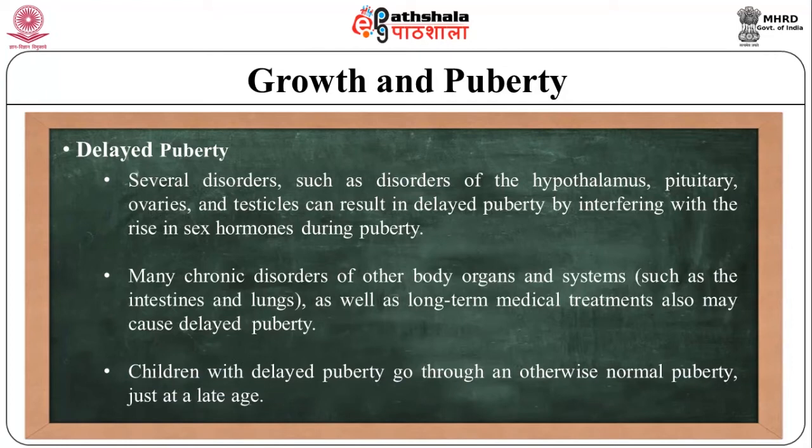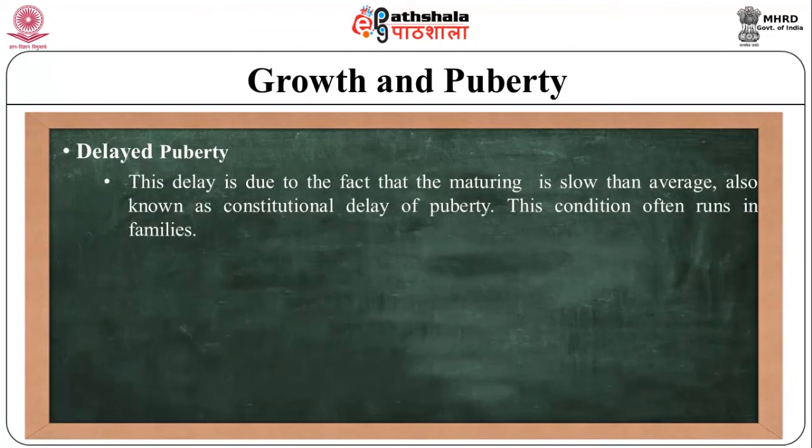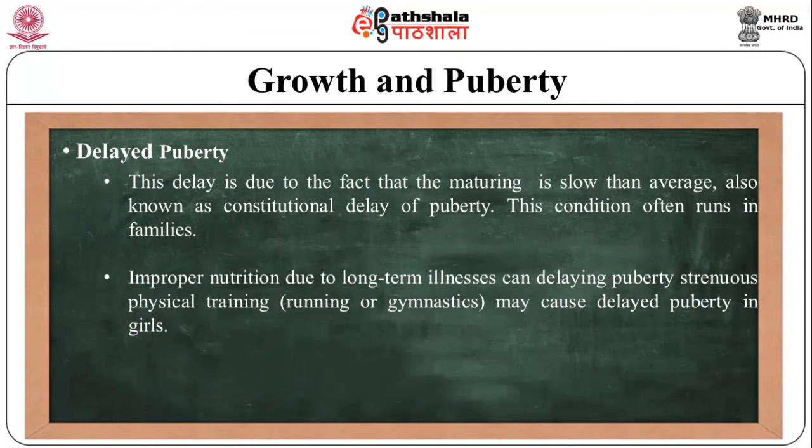Children with delayed puberty go through an otherwise normal puberty just at a later age. This delay is due to the fact that he or she is maturing more slowly than average, also known as constitutional delay of puberty. This condition often runs in families. Improper nutrition due to long-term illness can delay puberty. Strenuous physical training, running or gymnastics may cause delayed puberty in girls.